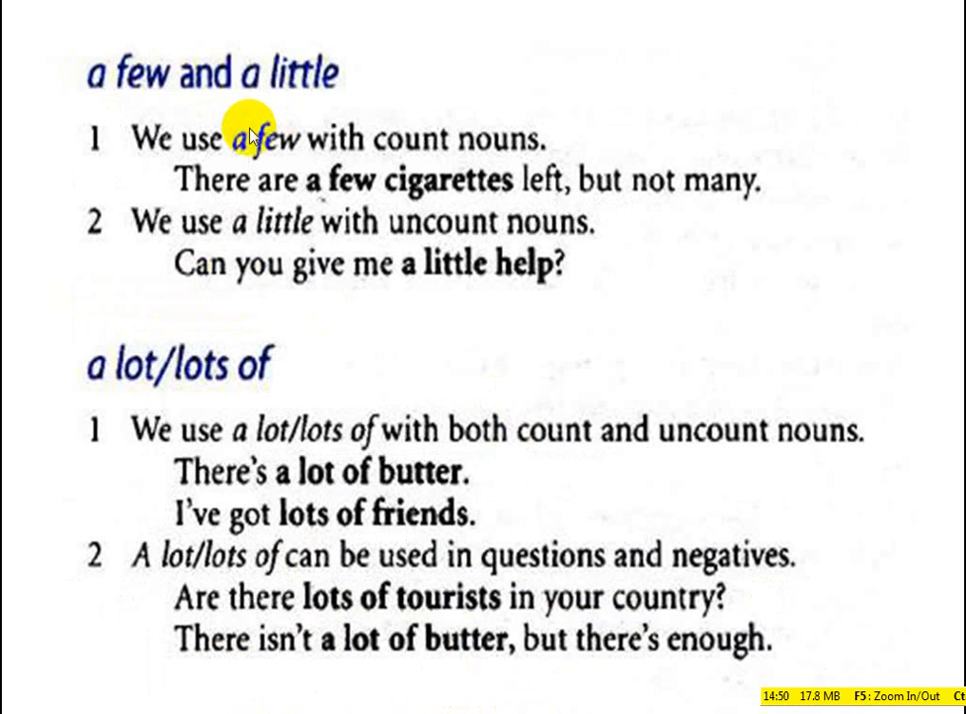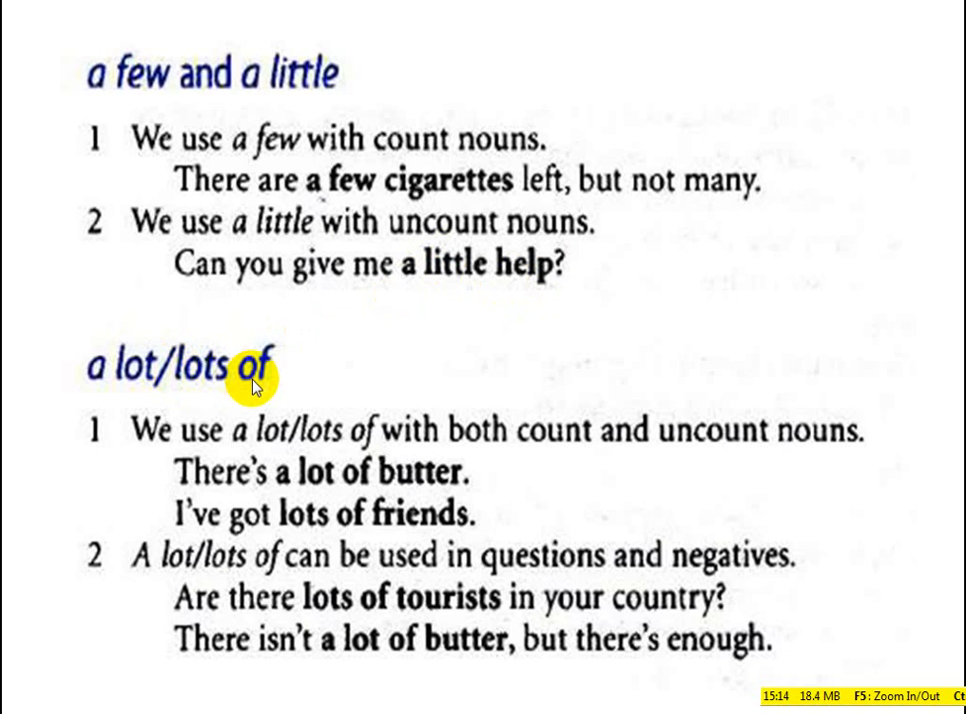A few and a little. As I said before, we use a few with countable nouns. For example, there are a few cigarettes left, but not many. Here, cigarettes is a countable noun. We use a little with uncountable nouns. For example, can you give me a little help? Here, the word help is an uncountable noun, so we used a little with it.